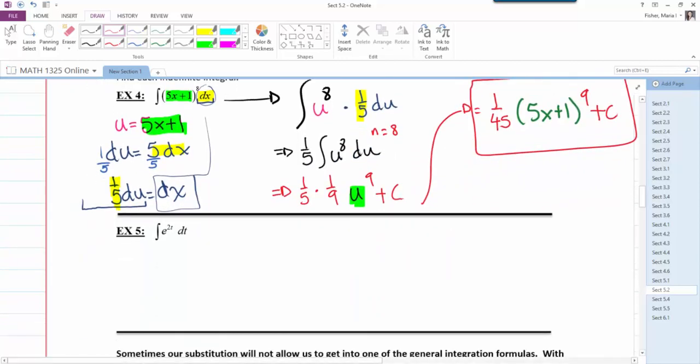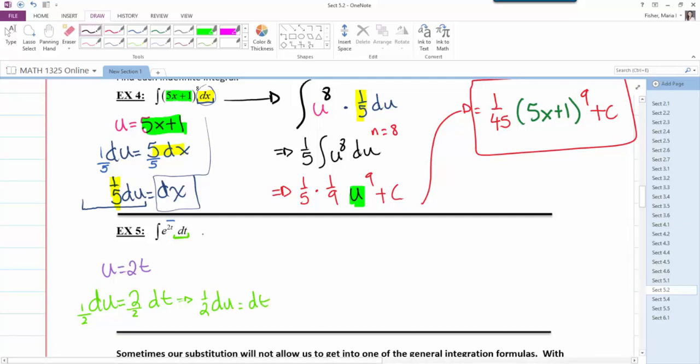Here I have e raised to the 2t dt. Now remember, when it's e raised to a function, your u is going to be that function. So in this case, my u is going to equal 2t. Well, if u is equal to 2t and I take the derivative, du would equal, well, the derivative of 2t is 2, and I just took the derivative of t. Well, notice that I don't have a 2 dt. All I have is a dt. So I divide my 2 from both sides. Therefore, I can say that 1/2 du is equal to dt.